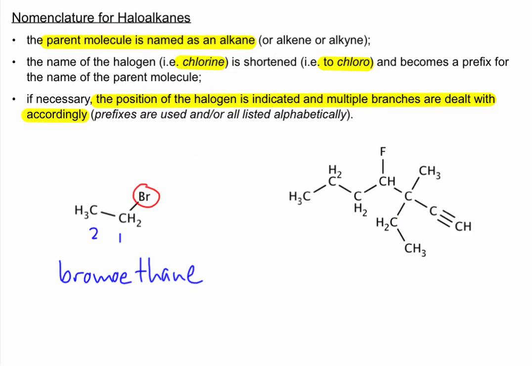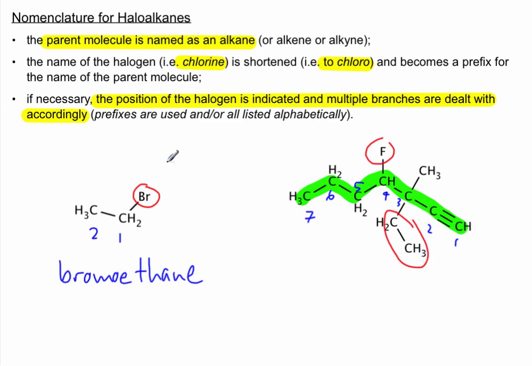How about this one? This looks like a pretty crazy molecule. So let's start looking at the longest continuous chain. So I'm going to start here because it's an alkyne, so that takes precedence. So there's the chain, down that way, up that way, there we go. So there's my longest continuous chain, and that's 1, 2, 3, 4, 5, 6, 7. So that's a heptyne molecule, or parent chain. And here are my branches. I have a fluorine attached on carbon 4, and I have an ethyl branch on carbon 3.